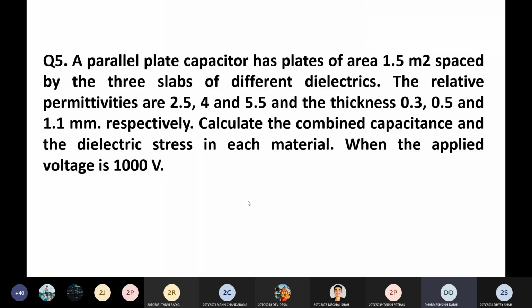Now next, last question. A parallel plate capacitor has plates of area 1.5 meters square, spaced by 3 slabs of different dielectrics. The relative permittivities are 2.5, 4, 5.5 and the thicknesses D are 0.3, 0.5 and 1.1 millimeter. So convert this D1, D2, D3 from millimeter to meter. Relative permittivity is given, epsilon R1, R2 and R3: 2.5, 4 and 5.5. Calculate the combined capacitance and dielectric stress in each material when the applied voltage is 1000.